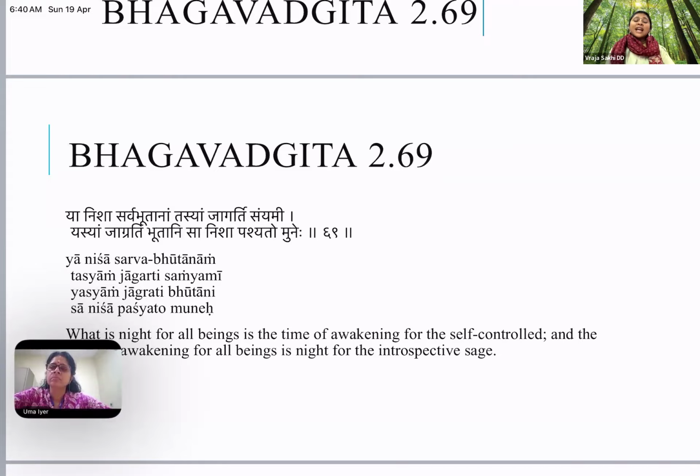Ahara-nidra-bhaya-maithunam ca samanyam etat pashubhir naranam. It is the same for humans and animals: eating, sleeping, mating, and defending. Dharmo hi tesham adhiko visheshah. It is dharma that differentiates us from animals. Dharmena hina, without dharma, pashubhih samanah. We are equal to the animals, just two-legged animals. What is the use of a PhD? What is the use of being a scientist when you are utilizing all your intelligence just to gratify your senses? So, is that called real intelligence?